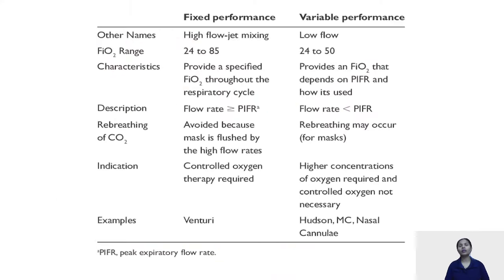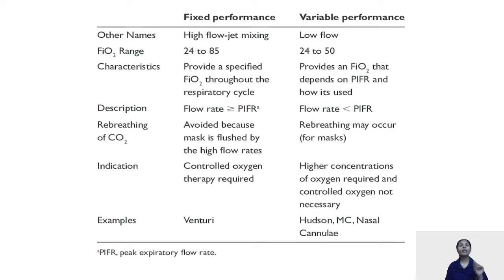Coming over to the differences. First is fixed performance and variable performance. These are the concepts that you have to understand because various MCQs in one way or another come from these differences of fixed performance and variable performance. By fixed, I've already told you they have a fixed FiO2. Maybe a range of FiO2 is present, but if you're talking about a particular device, that device is going to give an FiO2 of that much amount. Done. Variable, it will vary.